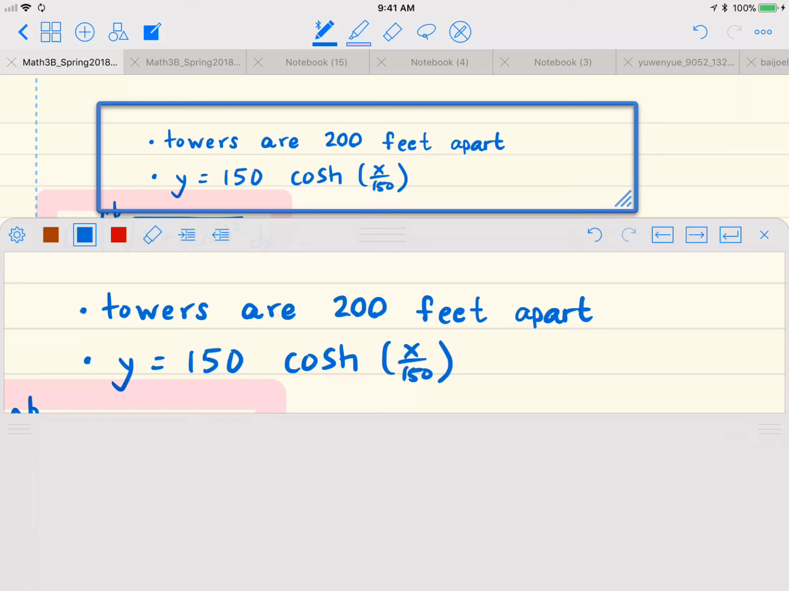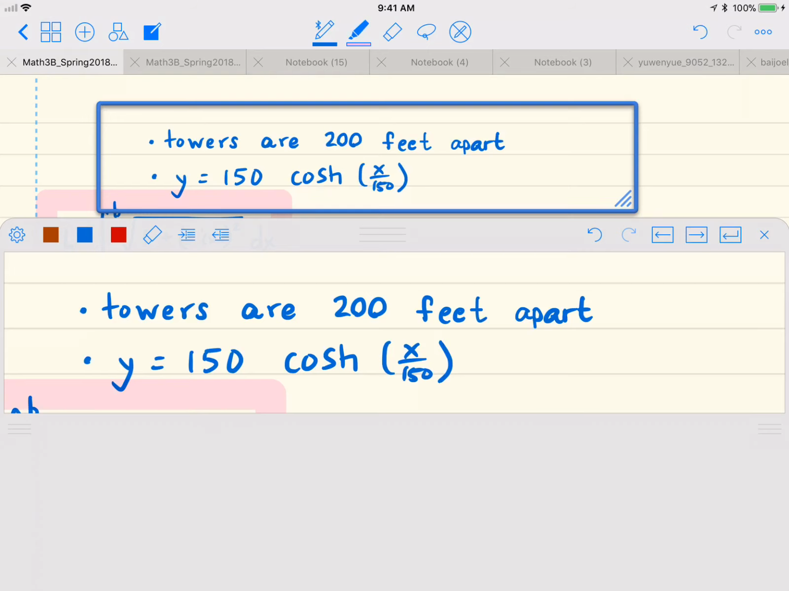Okay, so our goal is to find the length of the cable, and we're told that the cable hangs between two towers that are 200 feet apart, and the equation that describes the shape of the cable is y equals 150 times cosh of x over 150.